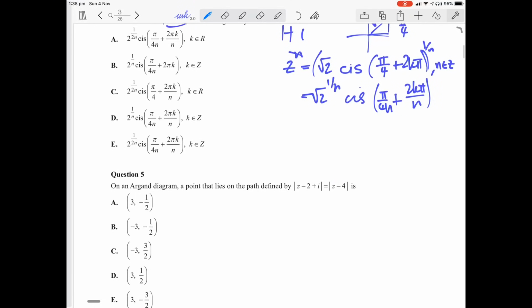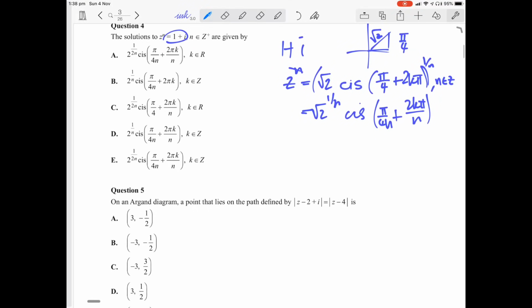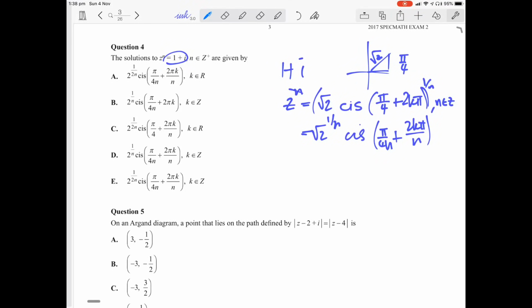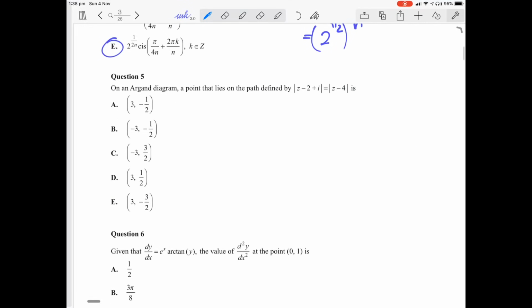Of course you don't need to write it down, so I think it's going to be this one, because root 2 is the same as 2 to the half, and then when that's to the power of 1 on n, it's got to be 2 to the 1 on 2n, because none of these have square roots.